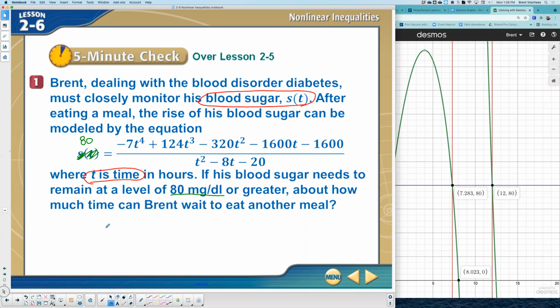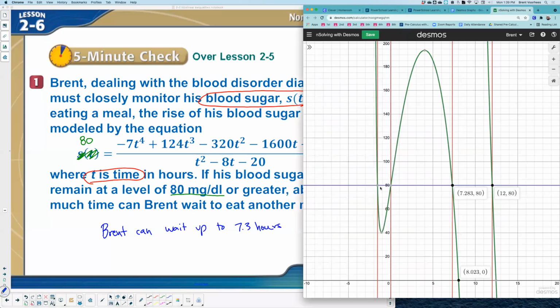How much time can Brent wait? Brent can wait, I can wait up to 7.3 hours. Any questions over that first one?